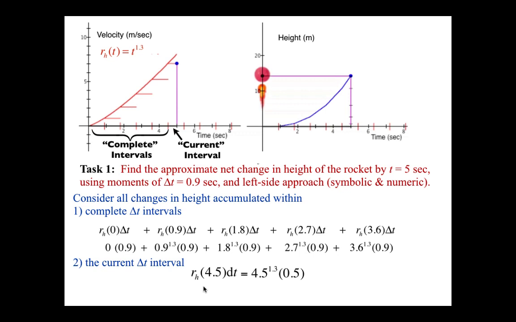I just have these separated because these all have something in common. They're set up very similarly. It's a rate times 0.9, or a rate times delta t. This one doesn't have that 0.9 or delta t in it. It has a smaller value. So I just put it on a separate line.